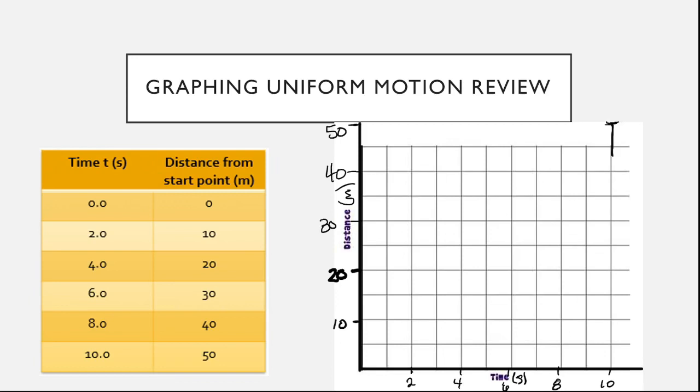Okay, so now I'm going to plot all these points. My first point is 0, 0, so that guy's right there. And then I have 2, 10, so that guy's right there. We got 4, 20, right there. We got 6 and 30. There we go. We have 8 and 40. And we have 10 and 50. So that guy will be right there.